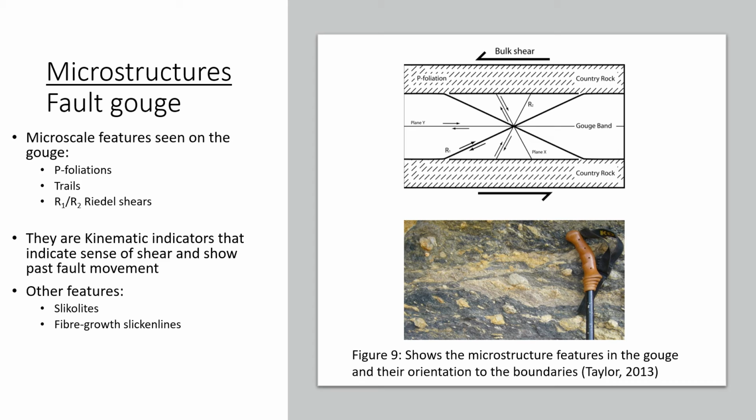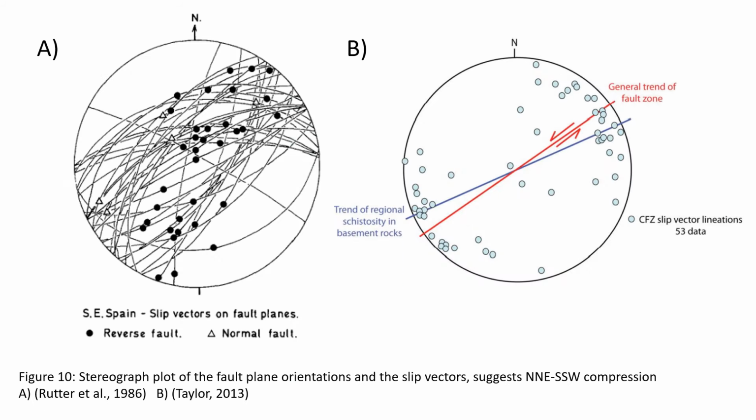The R1 radial shears also formed in the gouge at an oblique angle, but these are in the opposite direction to the P foliation. Both of these features in the gouge can be used to visualize the fault plane orientation and the associated slip vectors. This can be done using a stereoplot. As seen in figure 10, this is taken from two studies of the fault zone, and they both indicate a northeast-southwest trend showing left lateral strike.